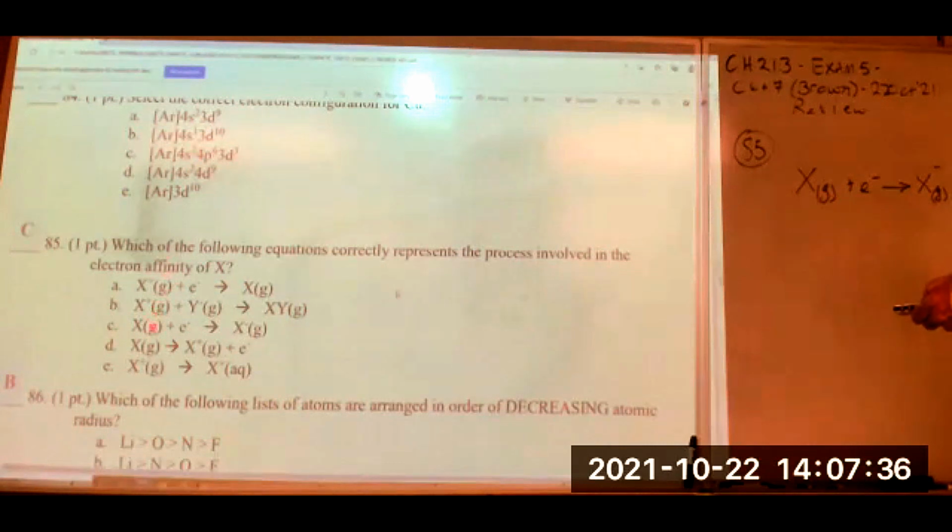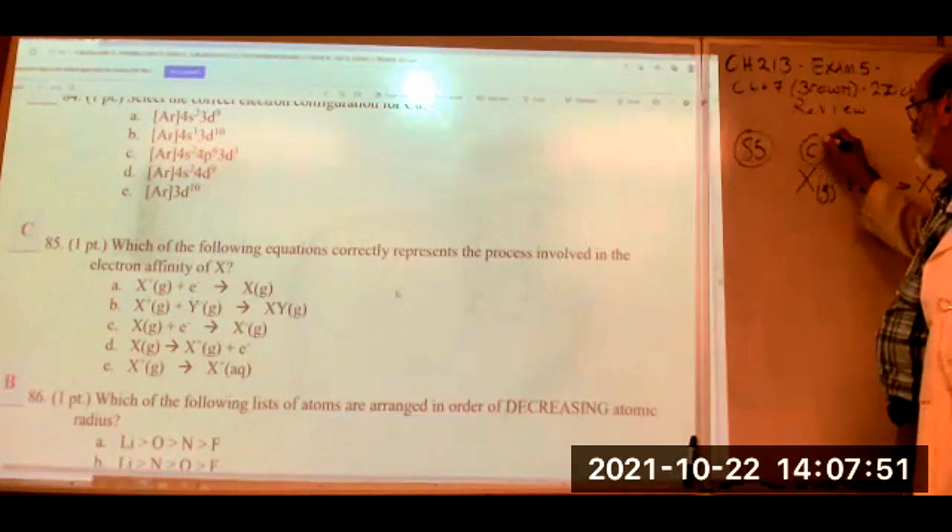Got X gas, there's one possibility, there's another possibility. Nope, that kicks an electron off. This is the one that absorbs an electron. There, C. Gas, gas, and there's your electron. So it has to be C.